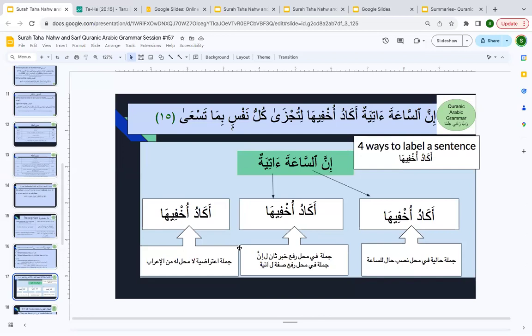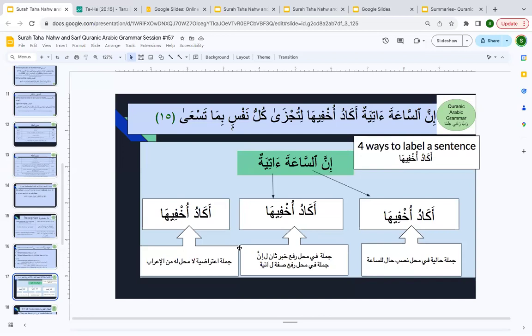Is this all clear to you? When we are labeling a sentence as a sifa for something, do they match in status? Yes or no? If they match in status, what should be the status of akadu ukhfiha? It is raf' in status, fi mahali raf'in. Barakallahu feek, very well done, right?